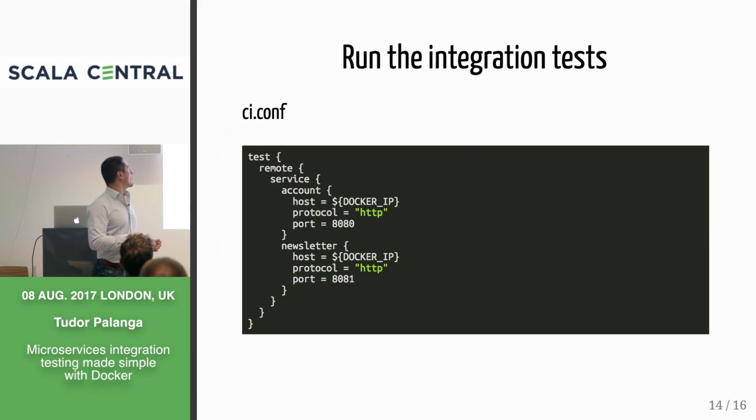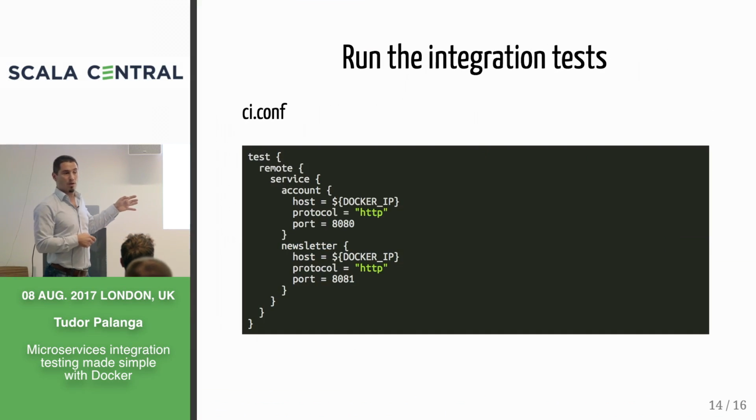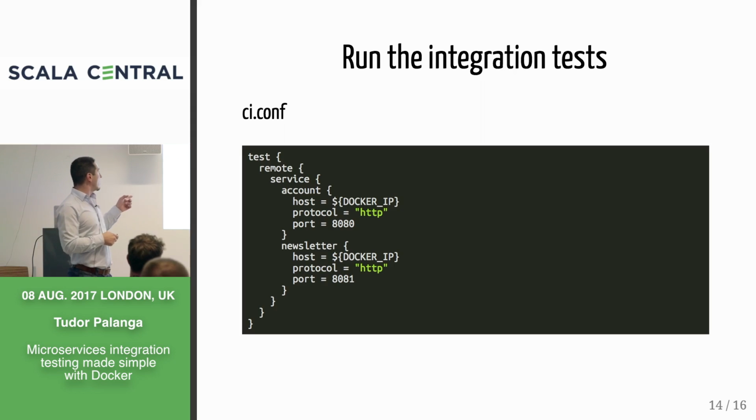So if you were wondering why I specified the Docker IP environment variable, it is because this is my CI conf for the test, and I have the hosts of the account and newsletter marked as pointing to Docker IP.